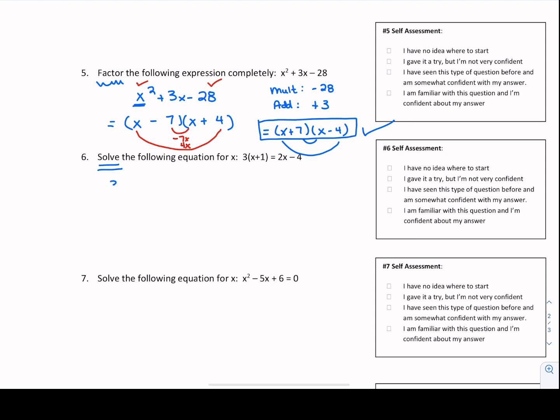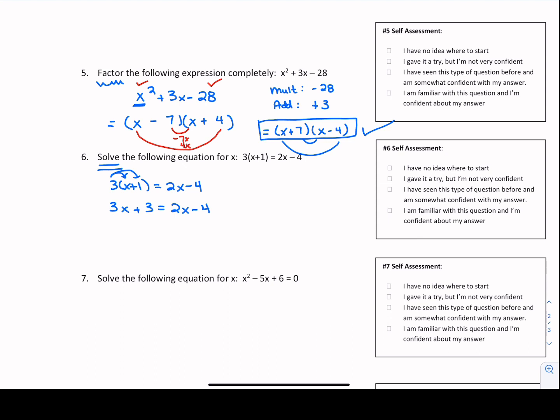So if we start with 3 times x plus 1, and that's set equal to 2x minus 4, all equations will have an equal sign somewhere in the middle. What we need to do first is get rid of the brackets on the left-hand side. So let's open them up by multiplying 3 through. So 3 times x is going to give us 3x. 3 times positive 1 is a plus 3. So that's going to be set equal now to 2x minus 4.